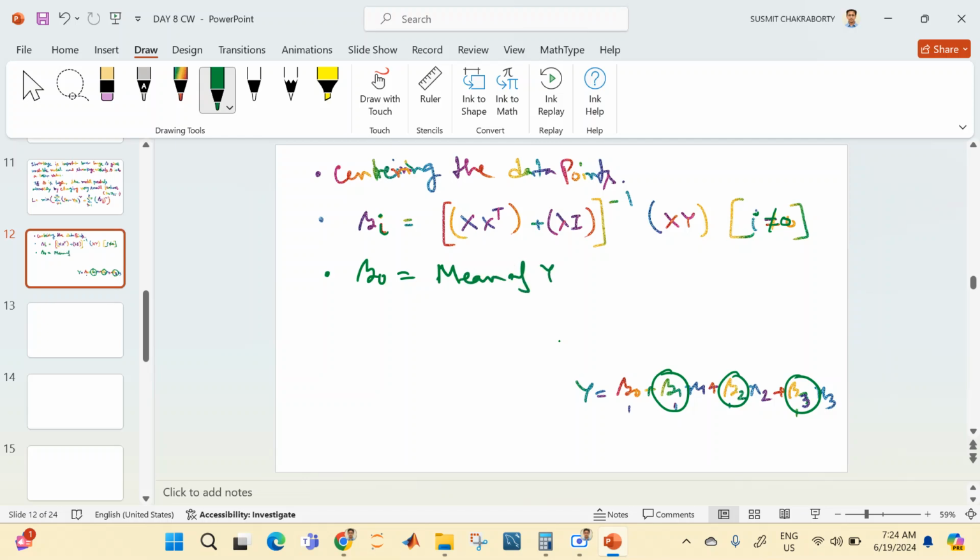What is mean of y? Actually, mean of y predicting. That means 1 by n summation of y p i, i equals 1 to n. So this is basically the beta naught. Beta naught can be directly found using 1 by n summation of y p i, i equals 1 to n. So this is basically the ridge regression method. You have to first center the data, then find the beta i, then beta naught.